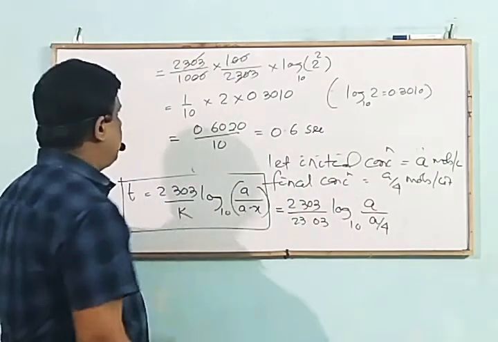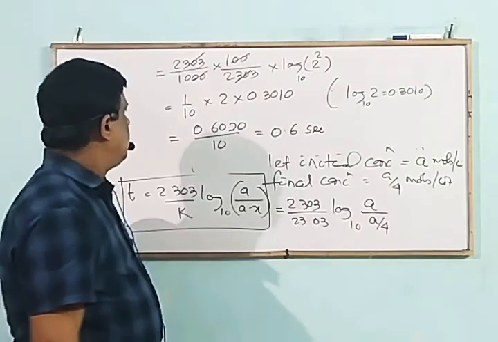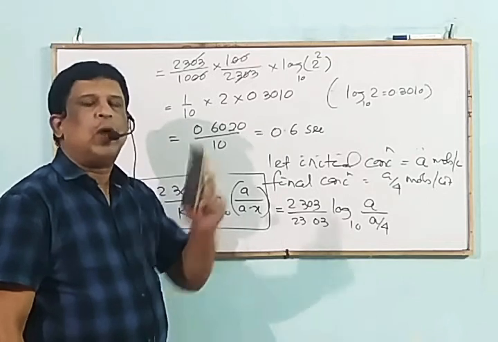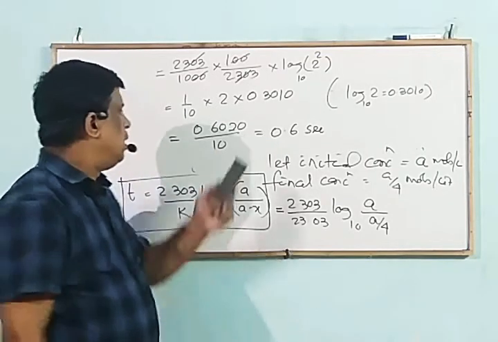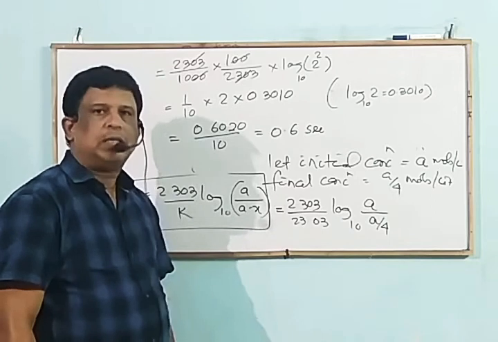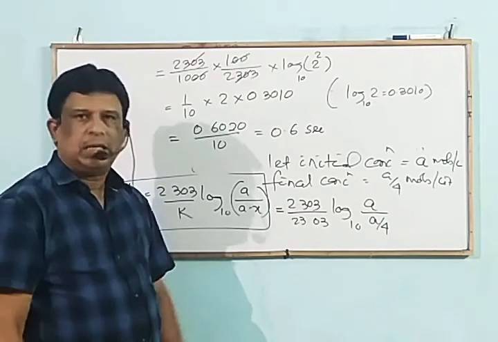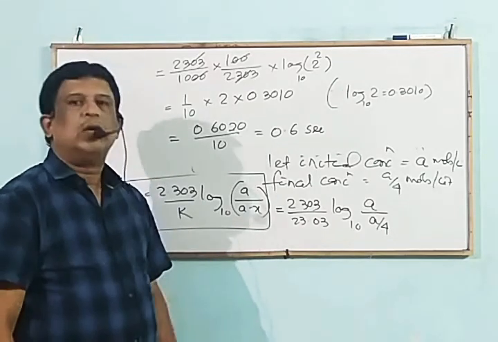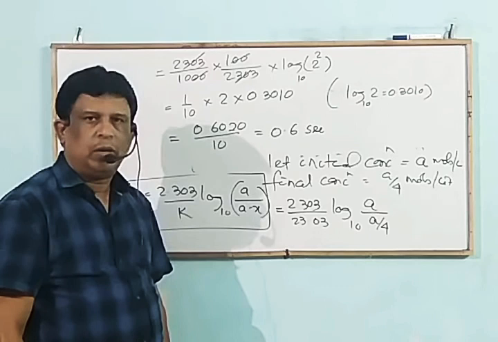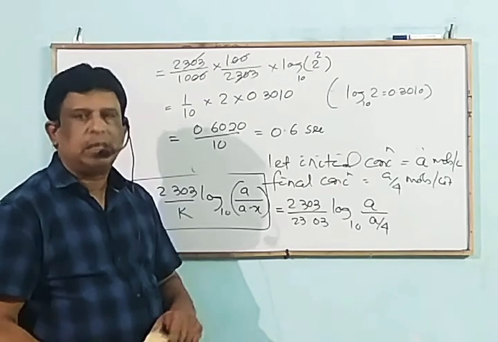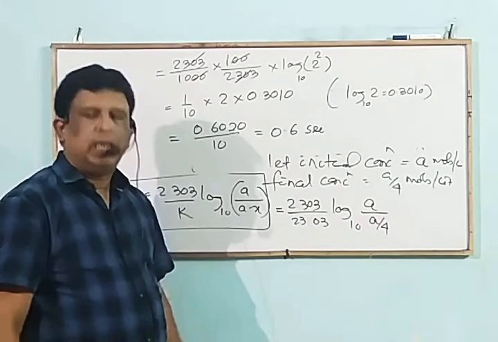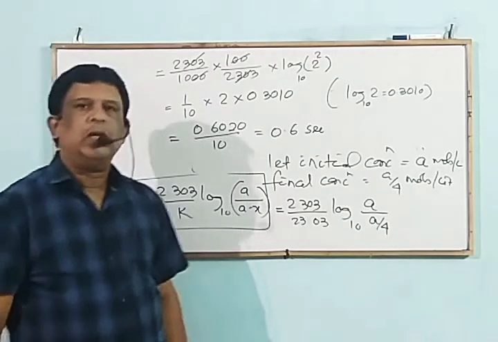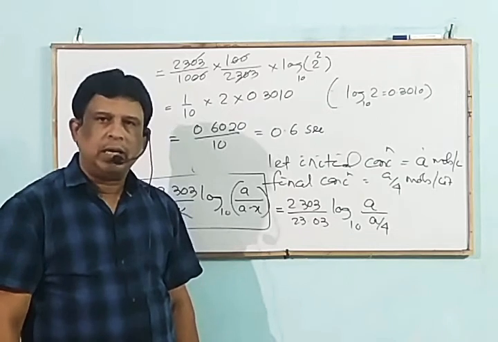second. The question is to calculate the time required to reduce the concentration to 1 by 4th of its initial. The answer is 0.6 second. After 0.6 second, the concentration is reduced to 1 by 4th of its initial value. This is a little idea about some problems relating to first order kinetics.